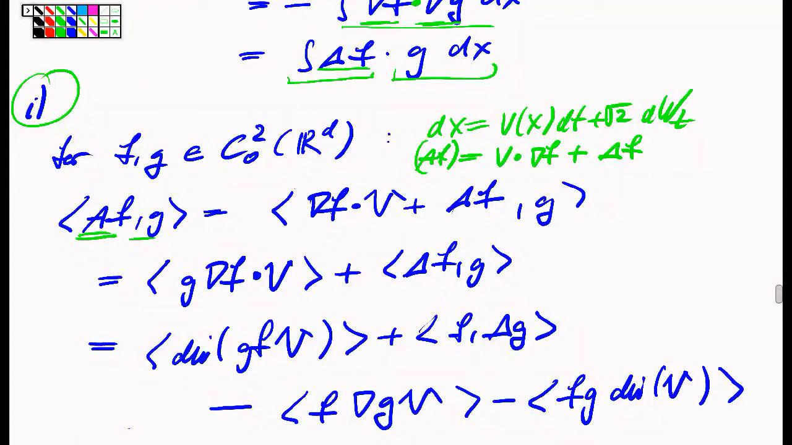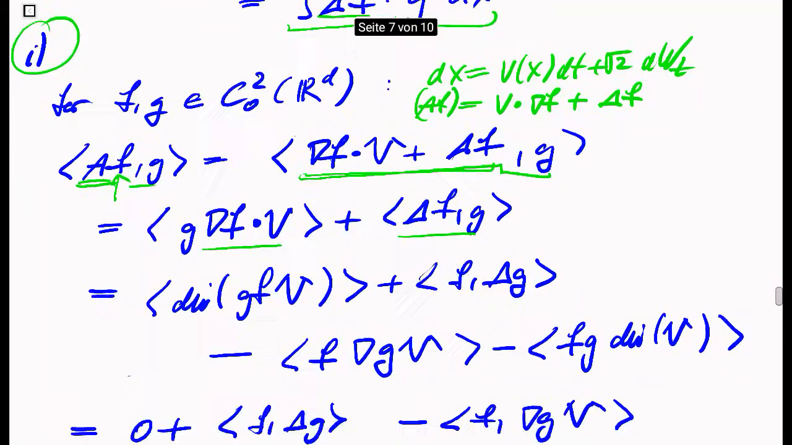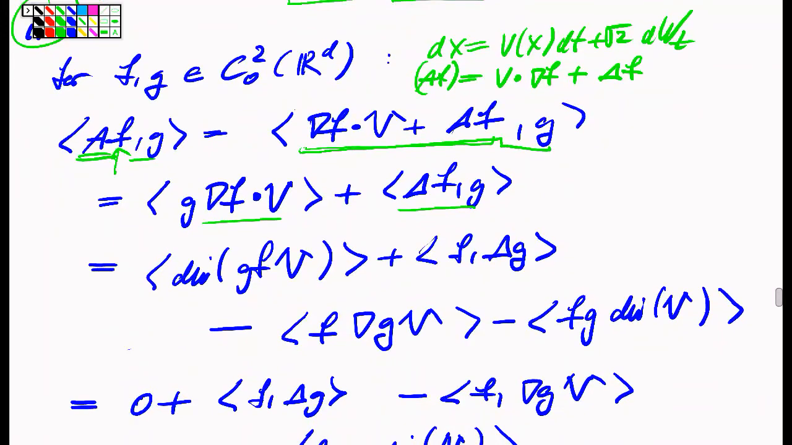So I'll use exactly the formulas that we have established before for this special case. Writing down the generator acting on the function f when integrated against the function g is just exactly this expression here. So it's grad f times v plus Laplacian of f. So I write this out as a sum of two different integrals, and I consider these two integrals on the right hand side separately.